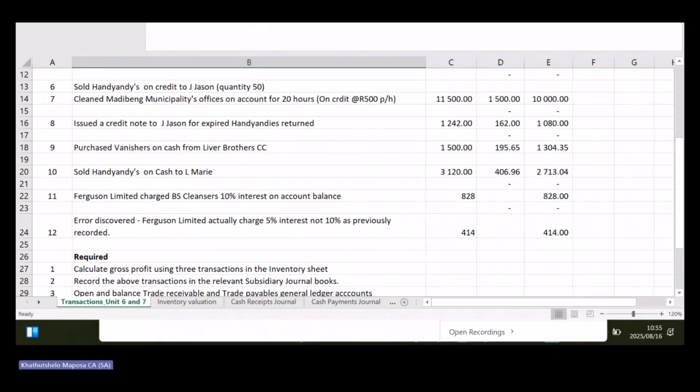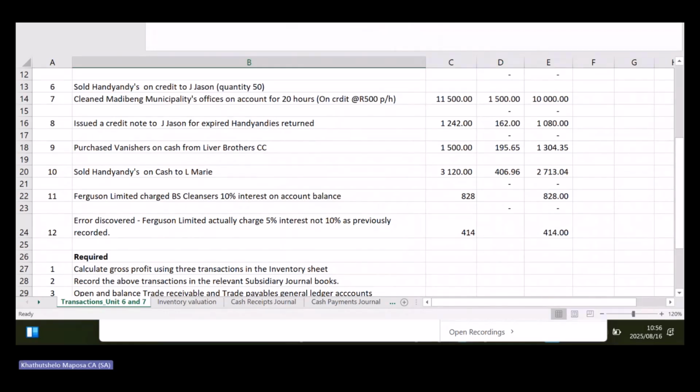Okay. And then number 10, it says sold handy andies on cash. So we sold handy andies to the customer on cash. Which one are we going to use? It's CRJ, cash receipt journal. I agree with you 100%.